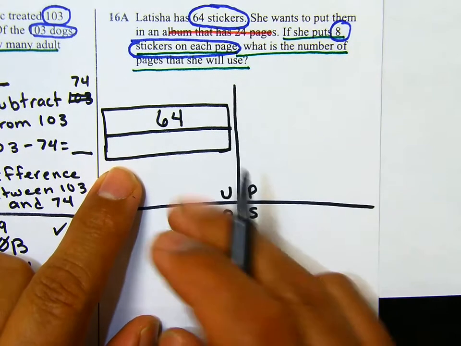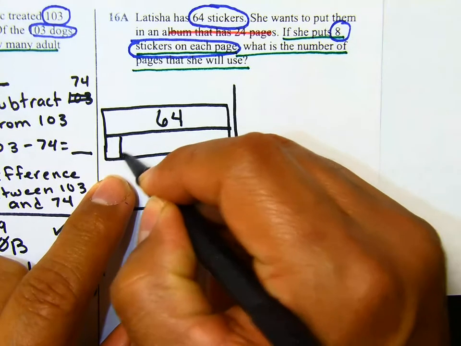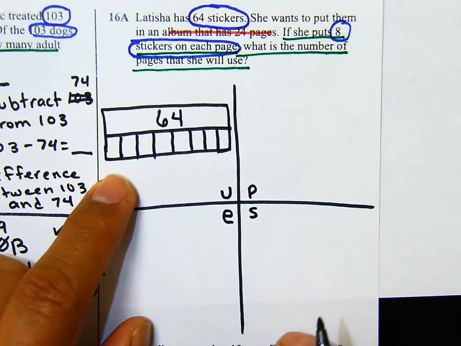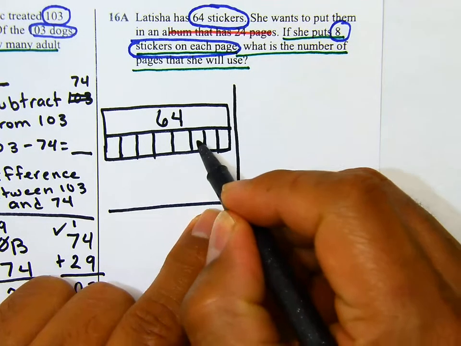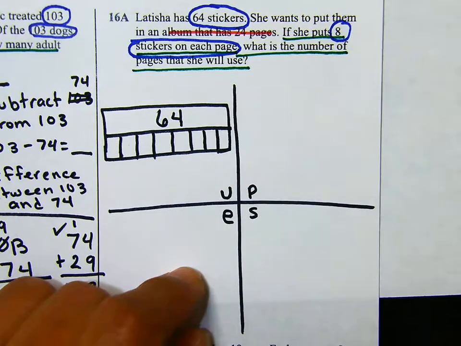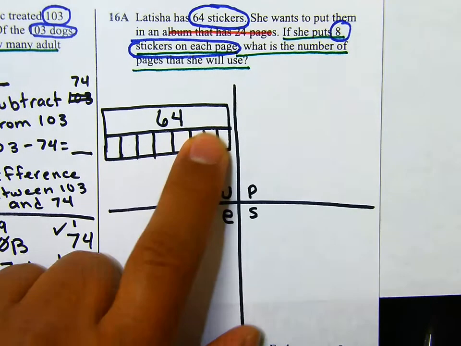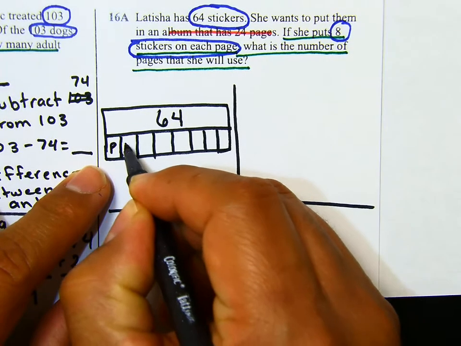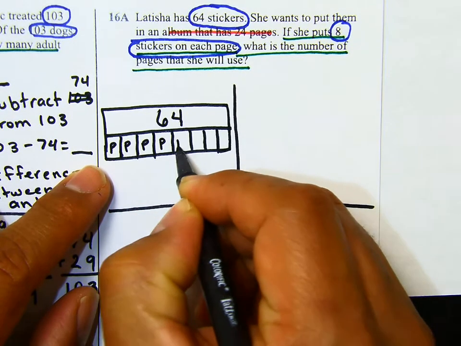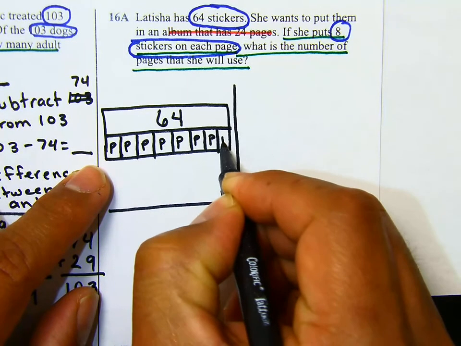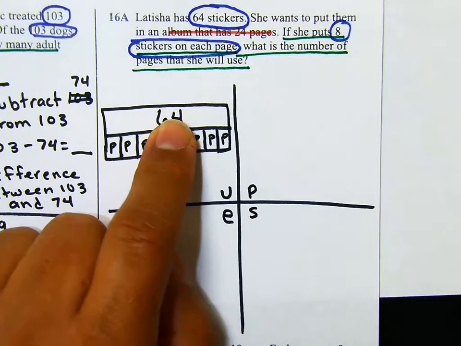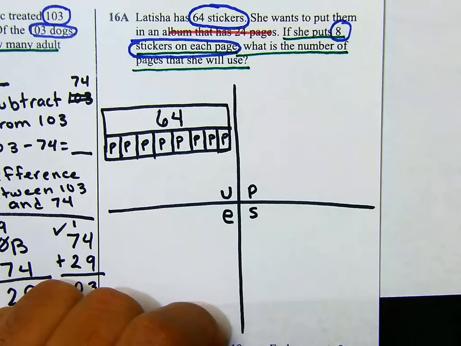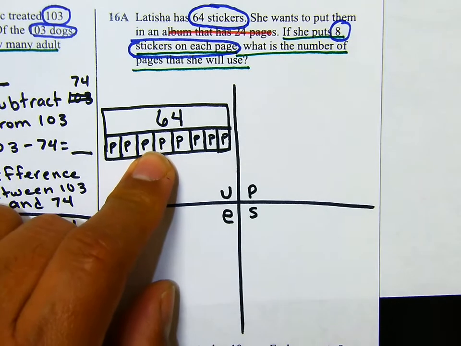So I'm going to make 7 lines, gives me 8 parts. So I go 1, 2, 3, 4, 5, 6, 7. Now that gives me 8 parts. 1, 2, 3, 4, 5, 6, 7, 8. All right, and whatever I get in those, that gives me the total number of pages. So I'm going to put a P for pages. So if I take 64 and break it up into 8 equal groups, that should give me the number of pages. So that's my strip diagram.